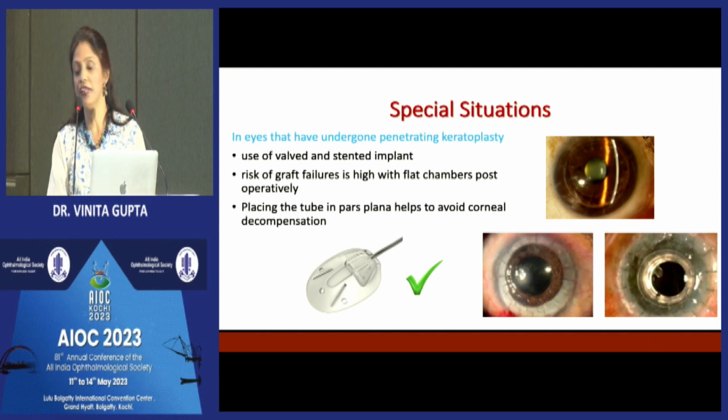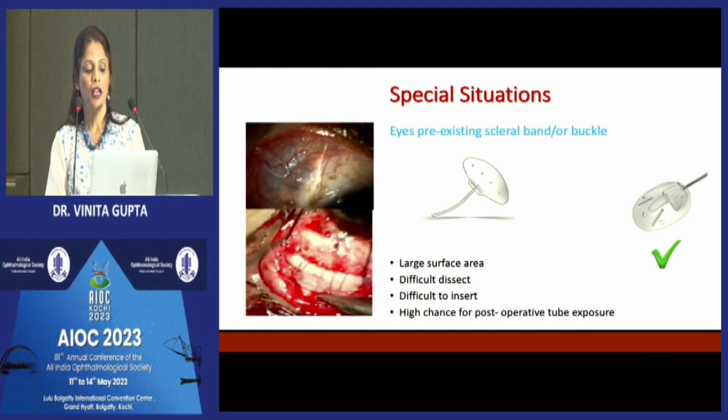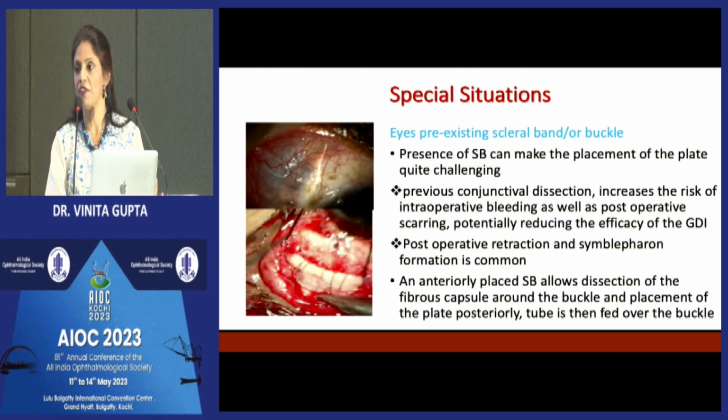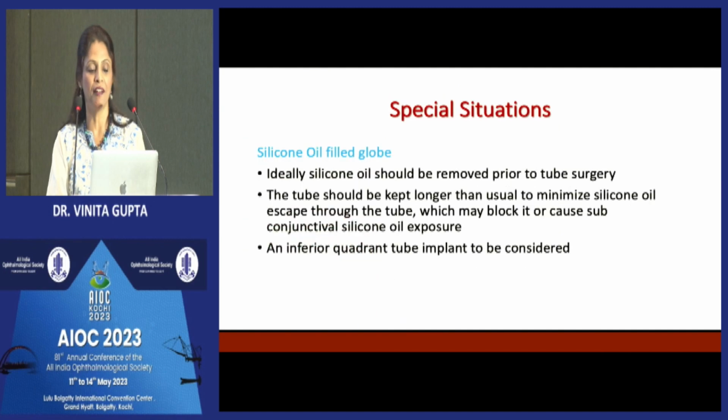Same is the case with the post-PK glaucomas, where we do not want the placement to be done in the past. A planar tube has to be placed in the pars plana so as to avoid failure of the graft. And also in the cases of post-RD cases, obviously a larger implant will have more problems because we need a larger area for dissection and it is already a very cicatricial, scarred conjunctiva. So in these cases, we prefer to go for valve implants.